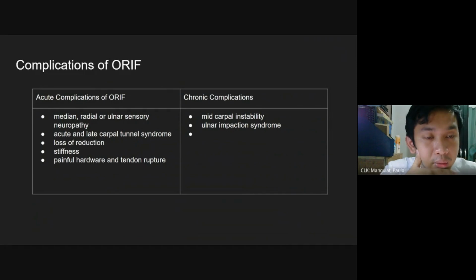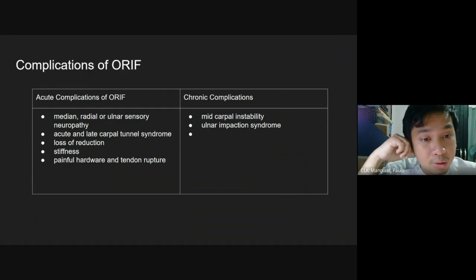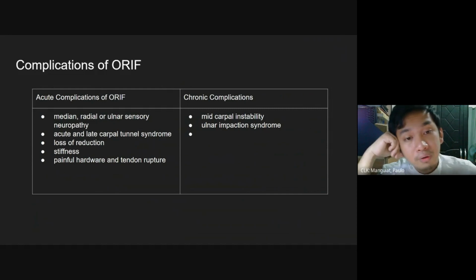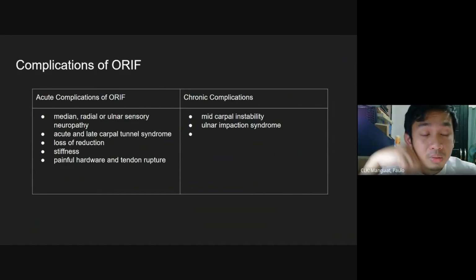So for the complications of your ORIF, we have acute complications and chronic complications. For the acute complications, we have median, radial or ulnar sensory neuropathy, acute and late carpal tunnel syndrome, loss of reduction, stiffness, painful hardware, and tendon rupture. For your chronic complications, we have mild carpal instability and ulnar impaction syndrome.